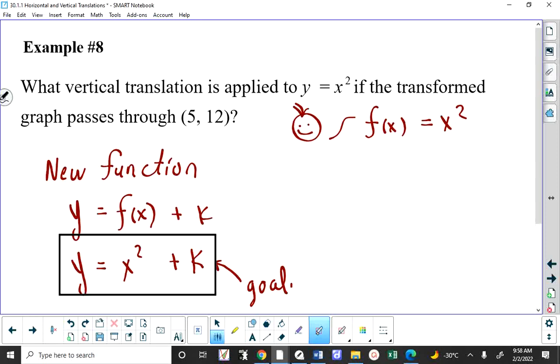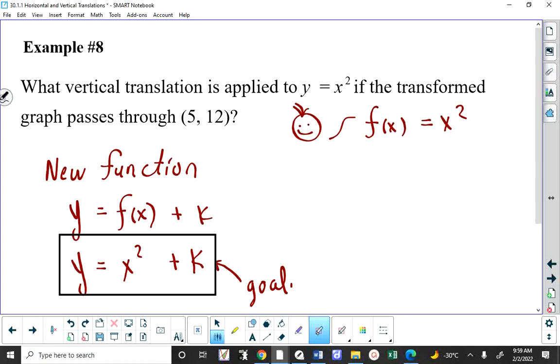Does anybody remember what we can do here? Madison? Right. You load in an ordered pair that makes the equation true. And an ordered pair means an x and a y value. And if it makes the equation true, that means it's going to be a point on the graph.